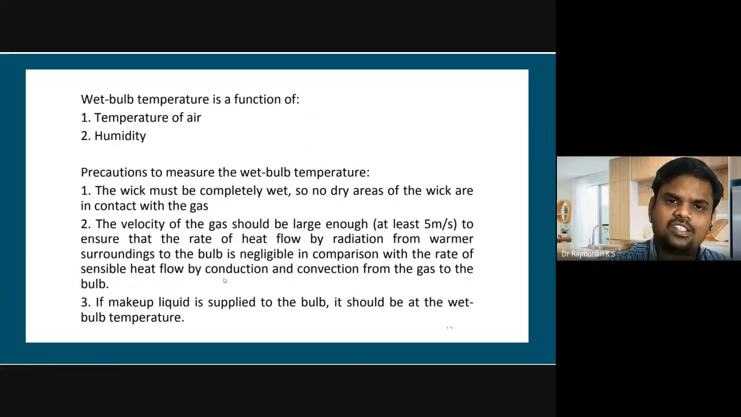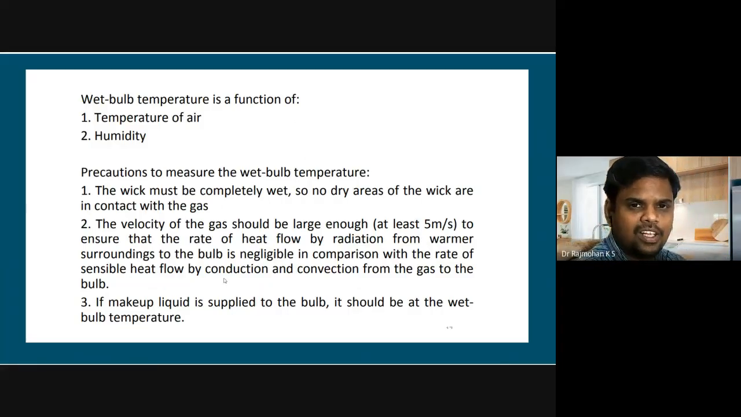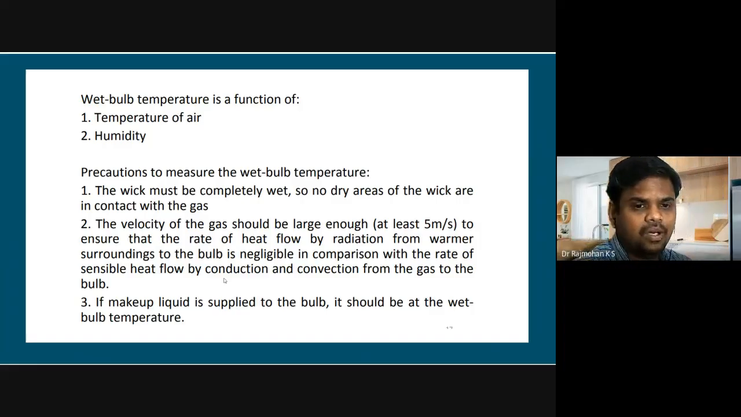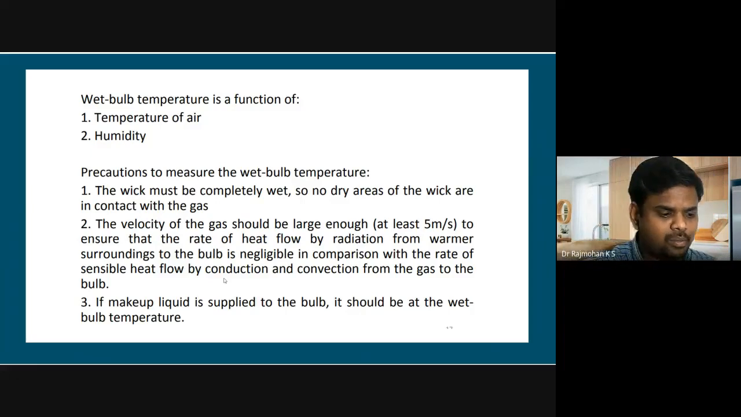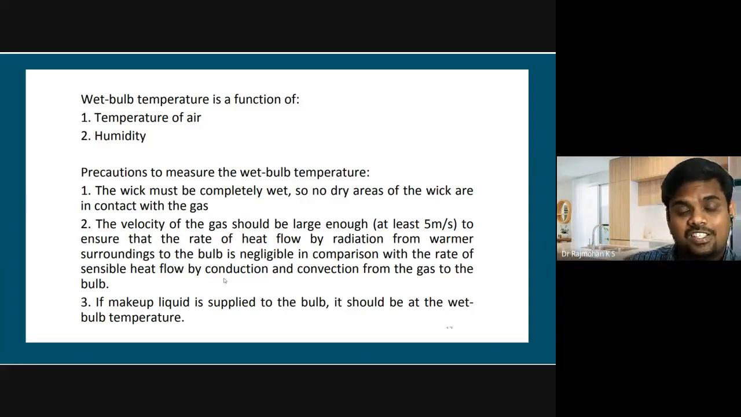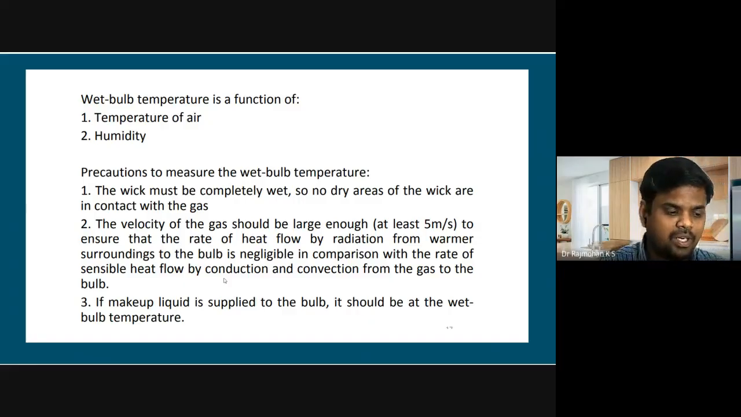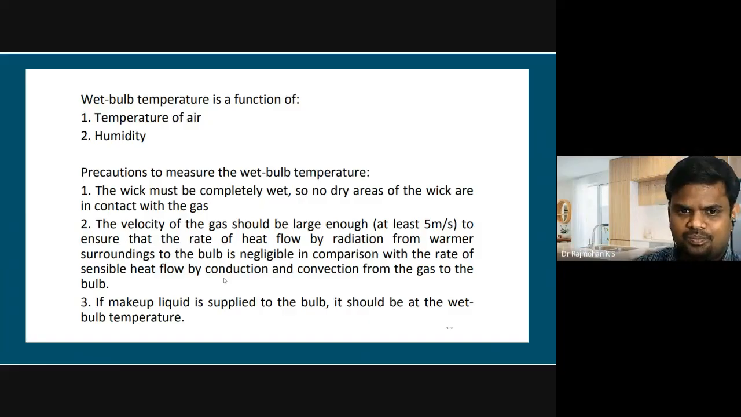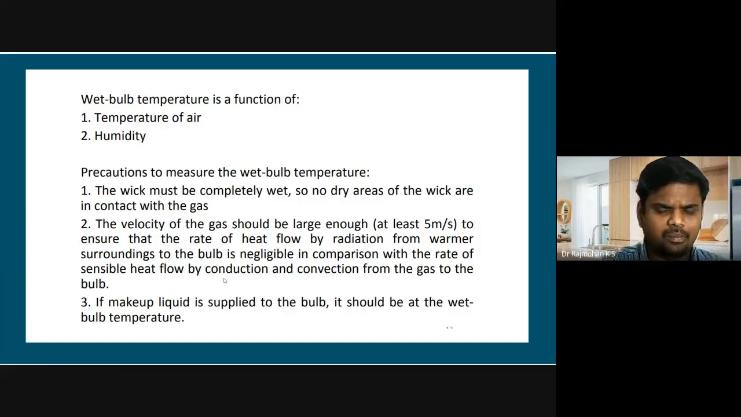This wet bulb temperature is a function of the humidity in the air, how much moisture is present in the air, and the temperature at which the air comes in contact with the wet bulb. There are other parameters like the velocity with which air comes in contact with the thermometer. The shape of the thermometer also contributes to the wet bulb temperature. So we have to take some precautions while measuring the wet bulb temperature. Why we have to measure it, I'll let you know.